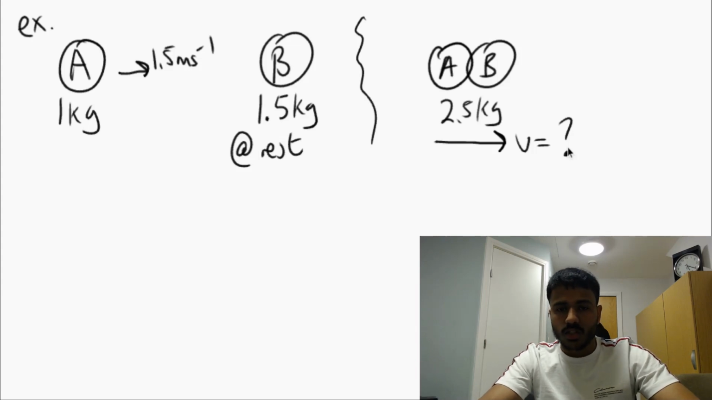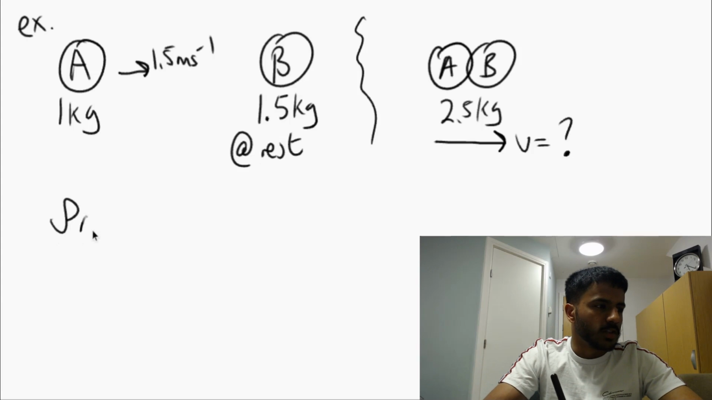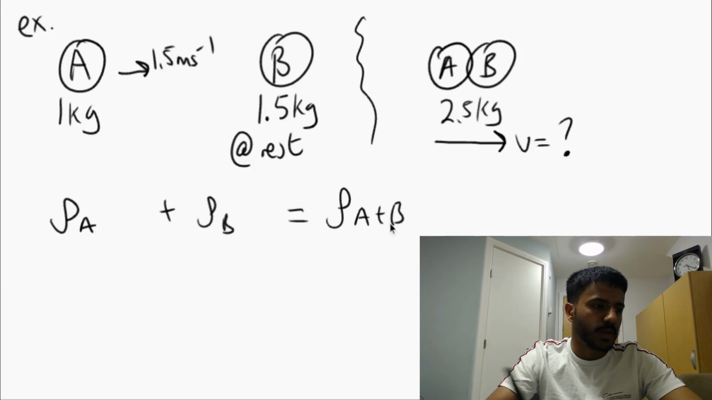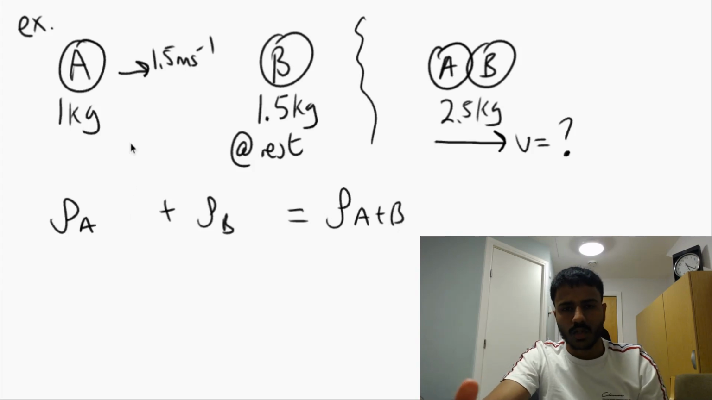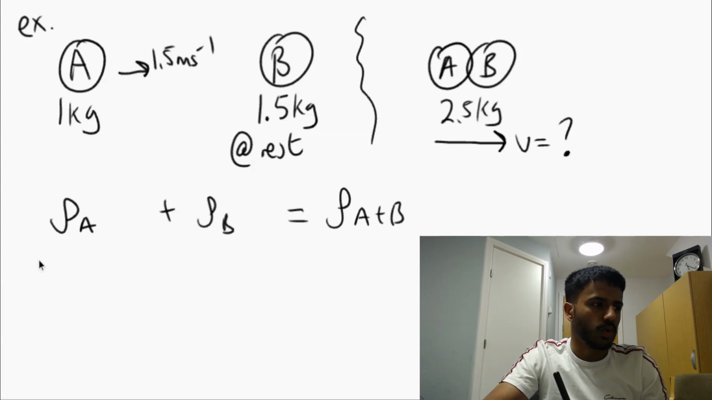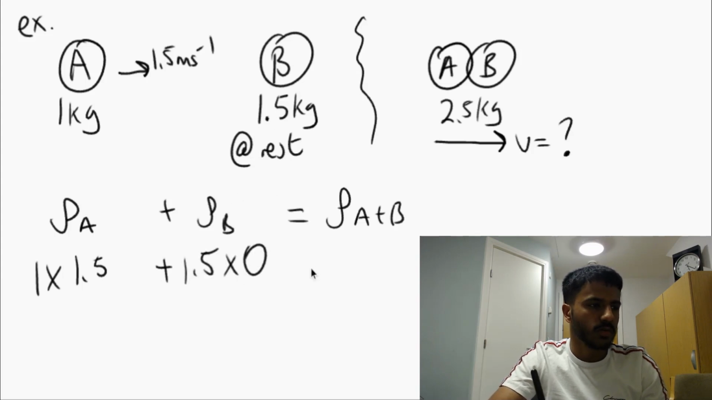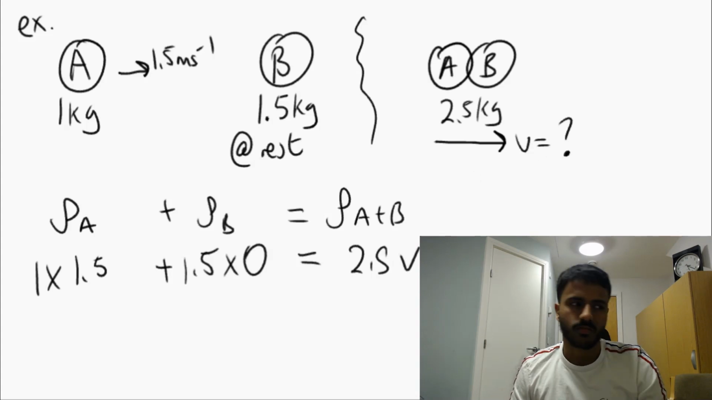Well, using the law of conservation of momentum, we know that the total momentum before the collision is equal to the total momentum after the collision. So we can say that the initial momentum of A plus the initial momentum of B is equal to the combined momentum of A and B after the collision. So we know that momentum is equal to mass times velocity. So the mass of A is 1 times 1.5 plus 1.5, and we know it's at rest, so that means it's times by 0, and that's equal to the mass of the combined body, 2.5 kilograms, times v, which is the speed after the collision.